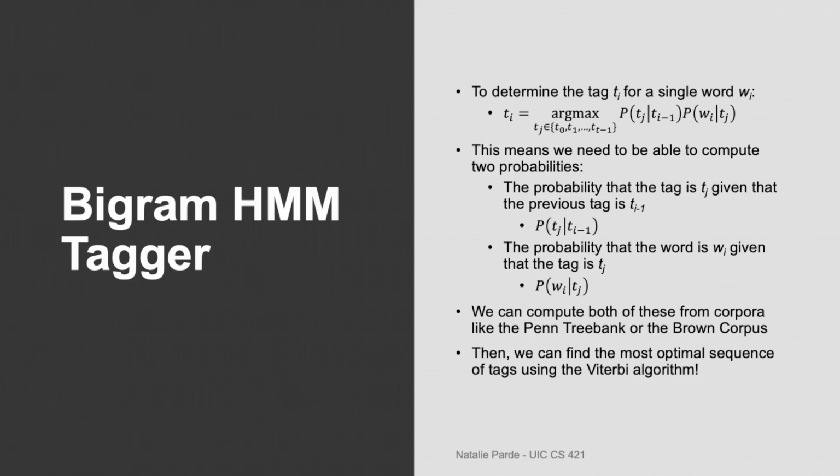We can compute both of these probabilities from existing text corpora. Fortunately, the Penn Treebank and the Brown corpus both already contain a huge number of text samples with full manual part-of-speech annotations. Once we are able to find these probabilities, we can then proceed to find the optimal sequence of tags using the Viterbi algorithm.